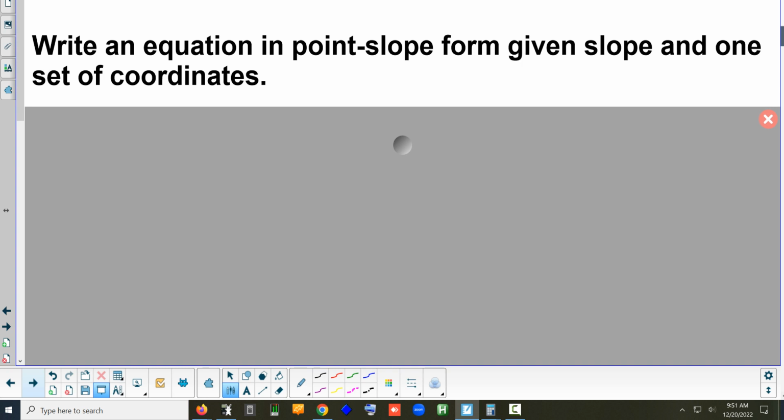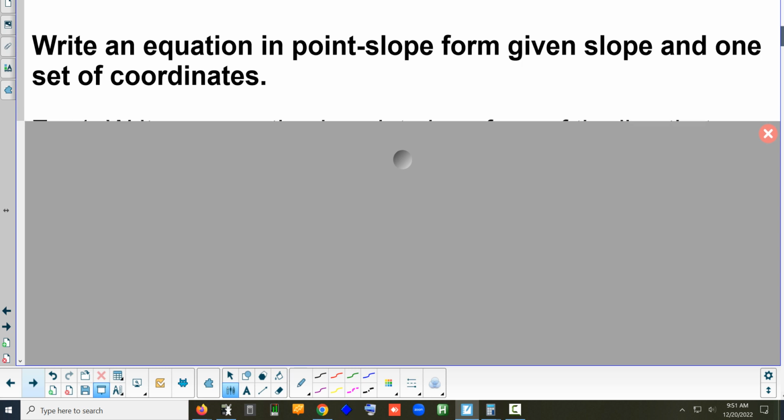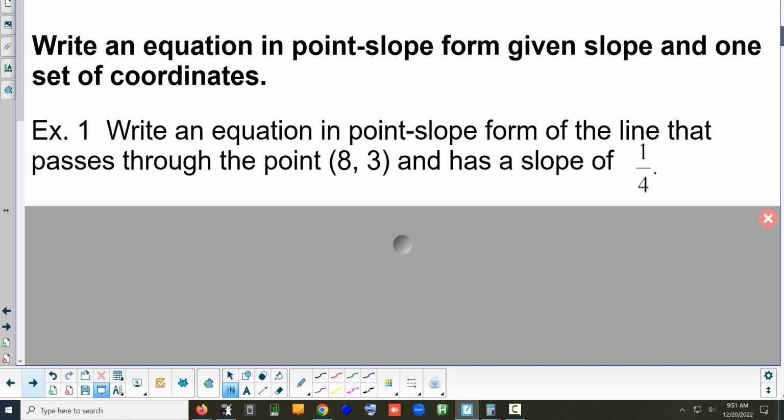All right, so first example, it says write an equation in point slope form given the slope and a coordinate. So they gave us everything we needed, and I think you guys already have this written down. The coordinate, I think, broke off on your page. That's kind of bad, but the coordinate is 8, 3. And the slope is 1/4. Do you guys have the slope already printed on yours too? Okay.